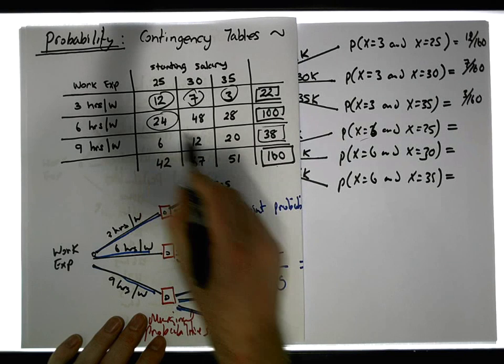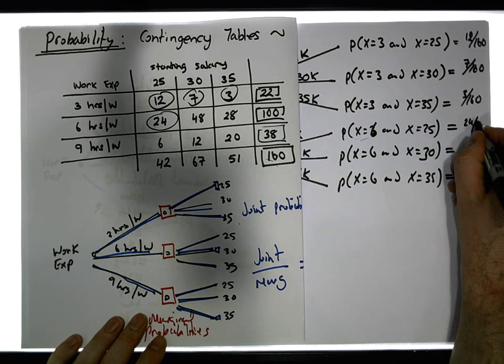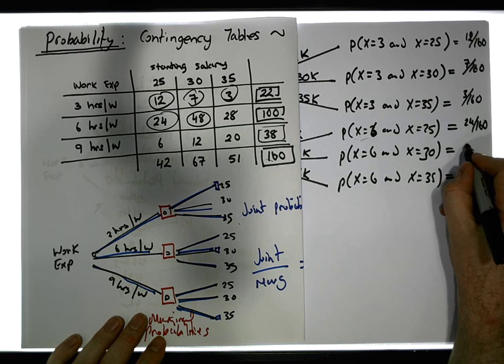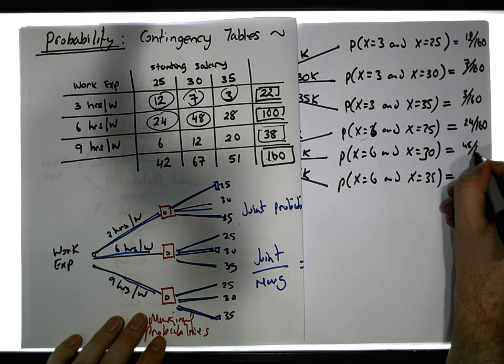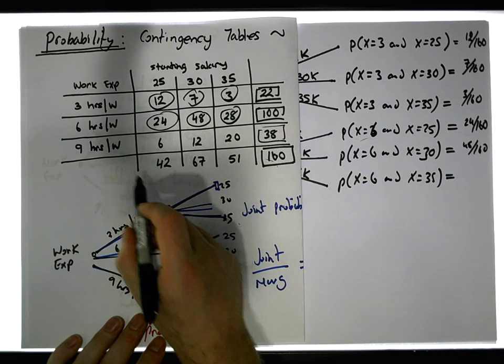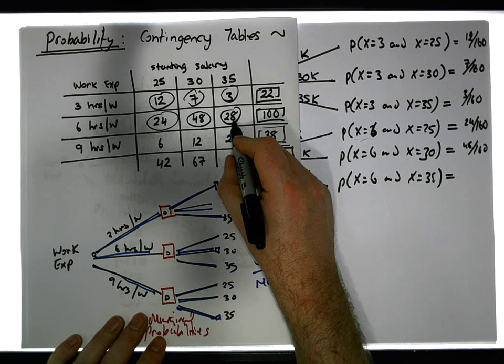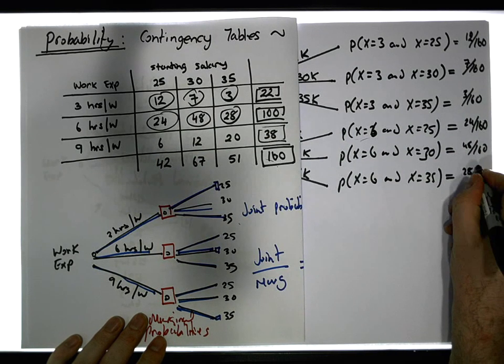Here, there's 24 out of 160. They do 6 hours and 30,000 euros, which gives us 48 chances out of 160. And finally, they do 6 hours and 35,000 euros, just 28 of them. Okay, that gives us 28 out of 160.